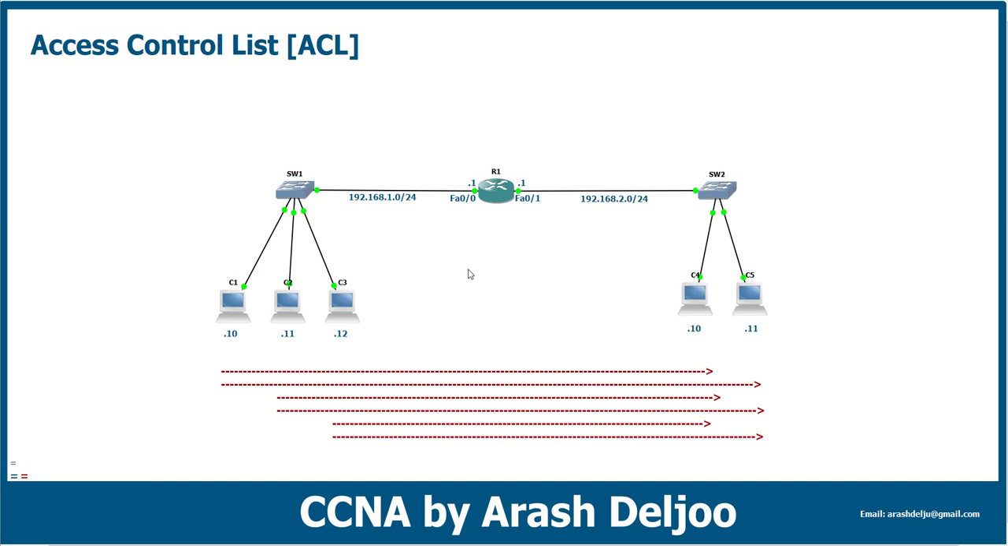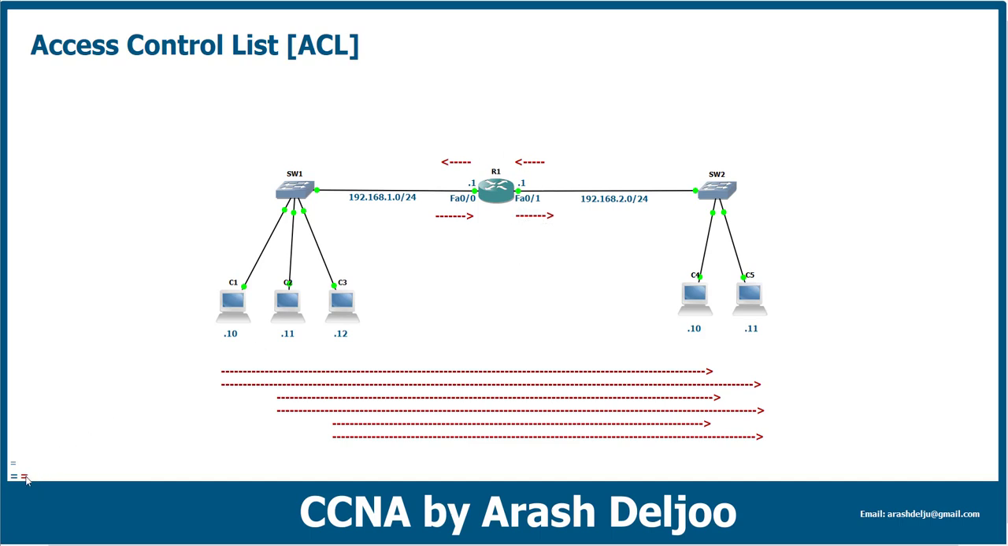But let me say that we have some options for controlling which traffic can pass from one side of the router to the other side of the router. Let me show you here. Some traffic is entering FastEthernet 0/0 and then going out from FastEthernet 0/1. After that, we also have some traffic, for example, entering FastEthernet 0/1 in response and then going out from FastEthernet 0/0. If you want, you can control each of them.